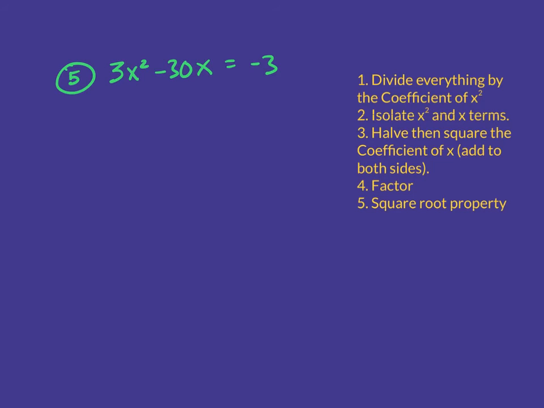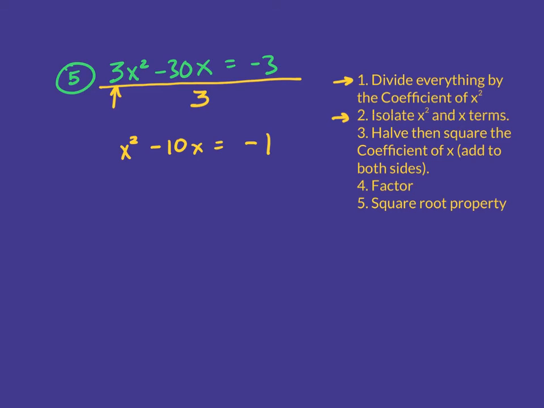Number 5, 3x squared minus 30x equals negative 3. Going to go through these steps. Divide everything by the coefficient of x squared. Most of the time, there's no coefficient in front of x squared really to do anything with, but here we've got a 3. So we're going to divide everything by that 3. And then ultimately we end up with x squared minus 10x equals negative 1. So first step done, then we're moving on to number 2.